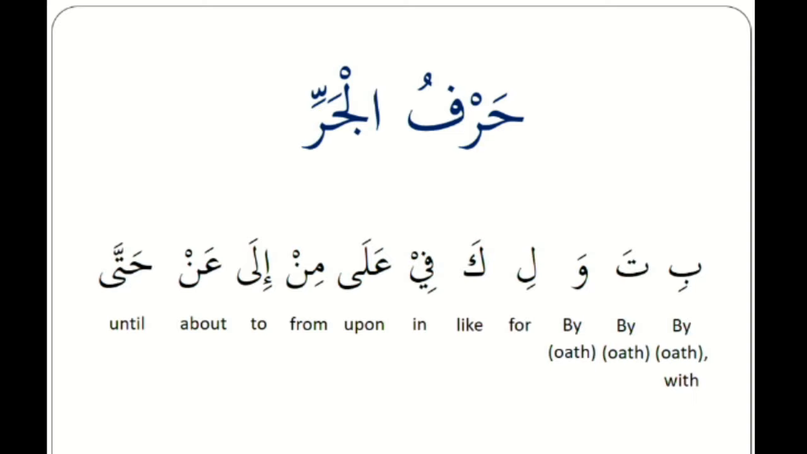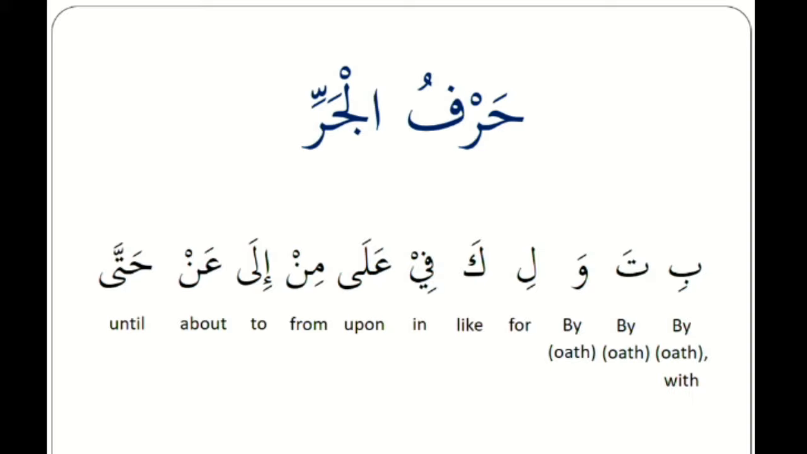The first one is Bi. What does Bi mean? It can mean by, in terms of an oath. Like instead of saying Wallahi, which means by Allah, I can say Billahi. Do people say Billahi? Some people say Billahi. Billah means by Allah. Or it can also mean with. Give me an Arabic sentence that you know that has Bi in it. Bismillah. Bismillah, right? That's Bi in it.